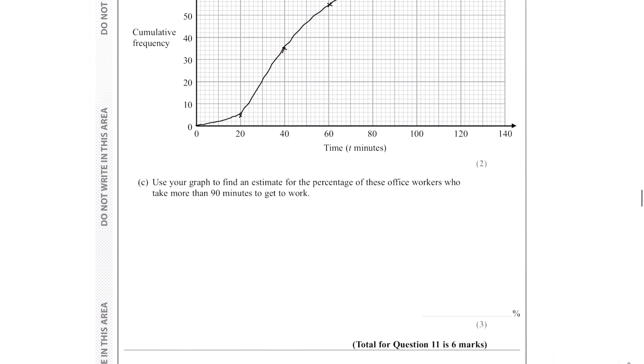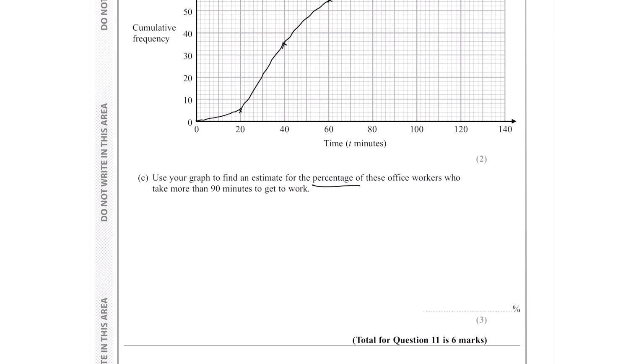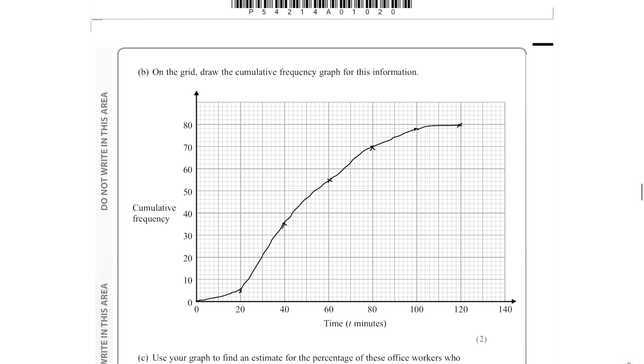Use the graph to find an estimate for the percentage of office workers who took more than 90 minutes. So for more than 90 minutes, if I go across my graph, 90 is going to be there. If I draw a line up from there using a ruler, it's not a very straight line, so I'll do that again. From there up till there, and then if I draw a line across, I'm trying to keep it straight, so that looks to me like it's 74 there.